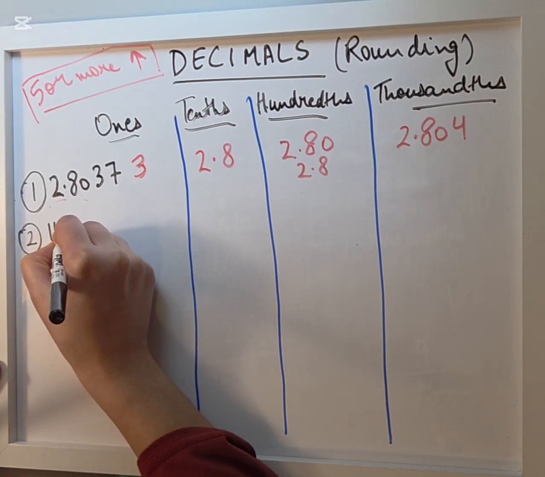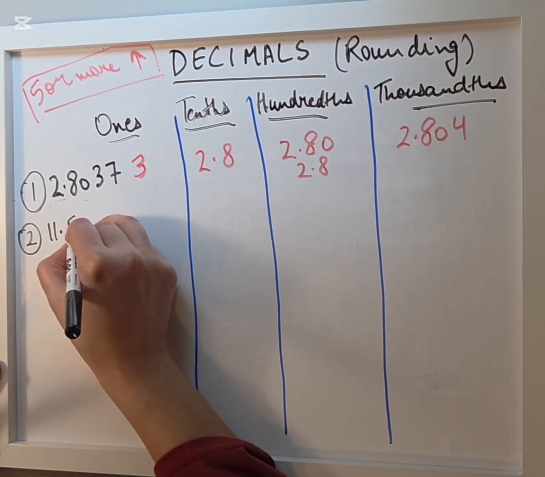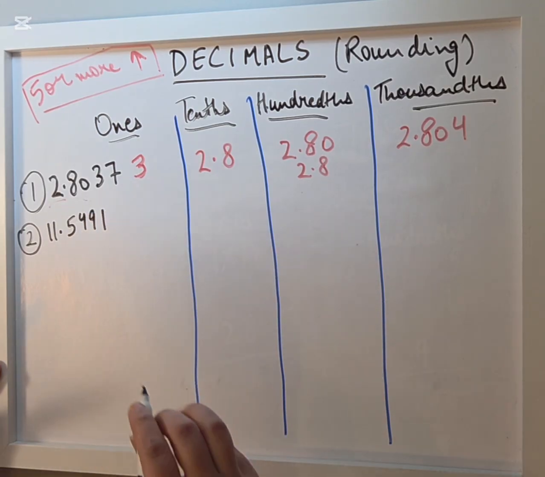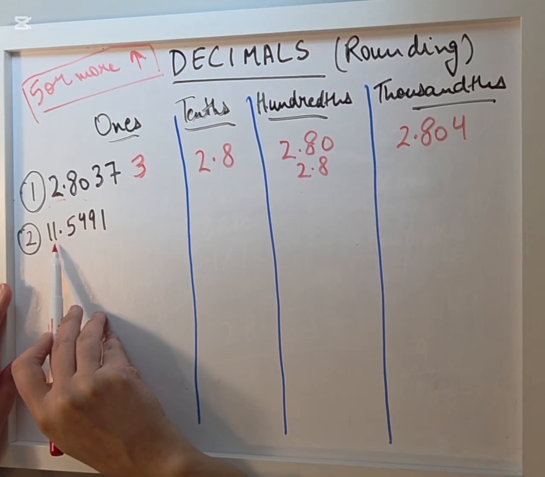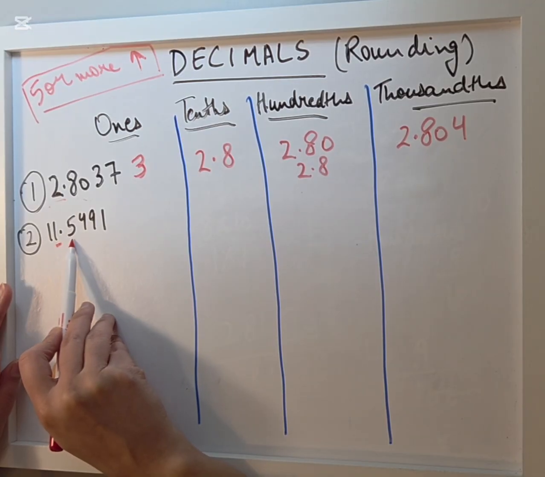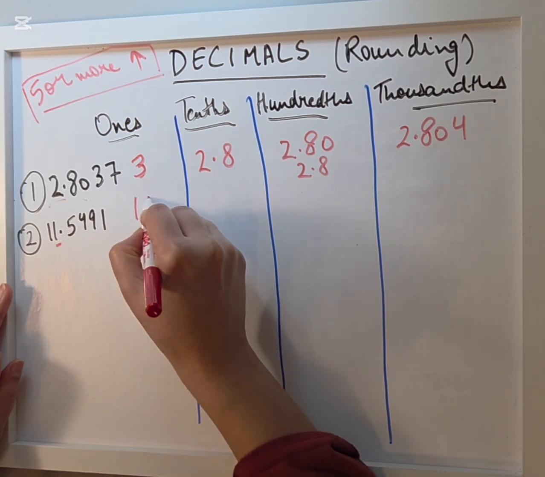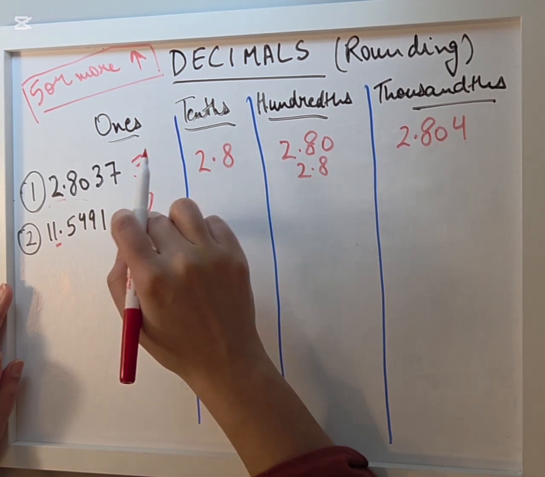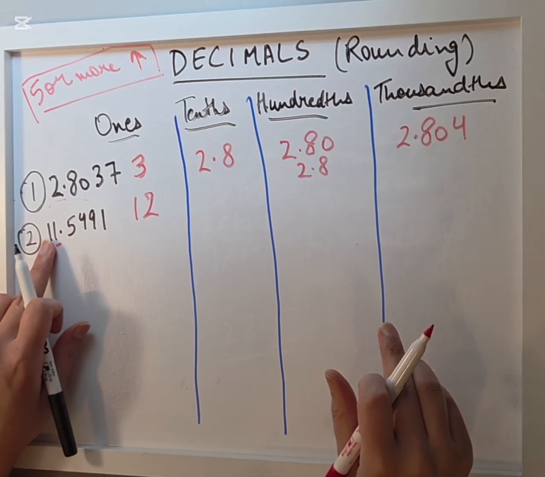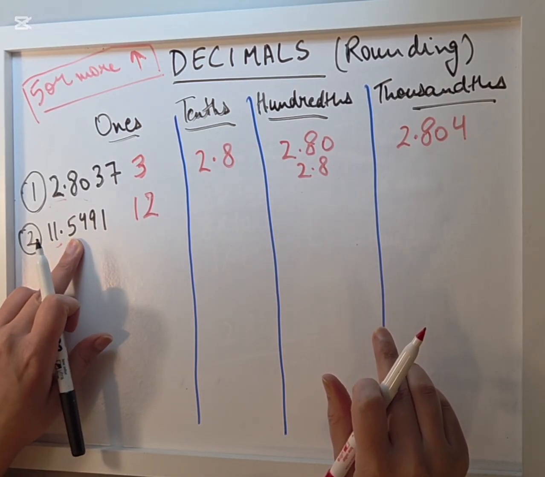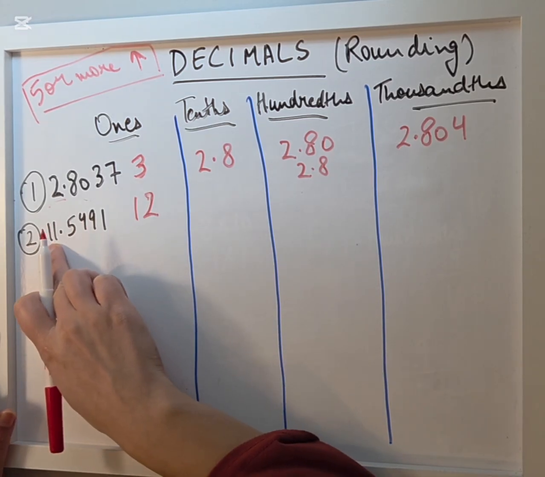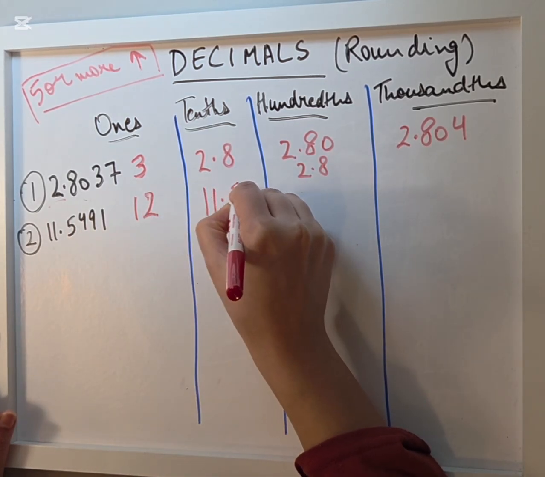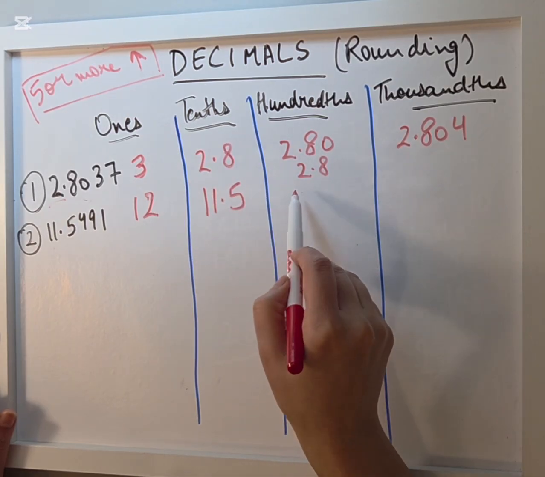Now let's take another example: 11.5491. In this case the ones position is this 1, and the next number is 5. Whenever the next number is 5, we increase it, so this becomes 12, and we don't write any numbers after that. Then the tenths position: 5 is at the tenths position, and the number next to it is 4, which is less than 5, so it will remain as is. So it will remain 11.5.